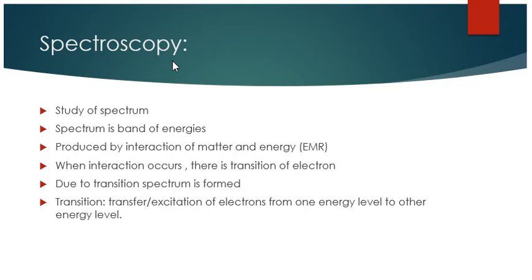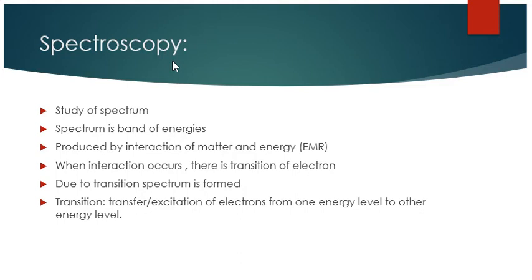Now, spectrum is the band of energies that is produced by the interaction of matter and energy. When the interaction of the energy occurs with the matter, there is transition of electron. Due to this transition of electrons, spectrum is formed. Now, what is transition? Transition is the transfer of excitation of electrons from one energy level to the other energy level. So, what is spectroscopy?